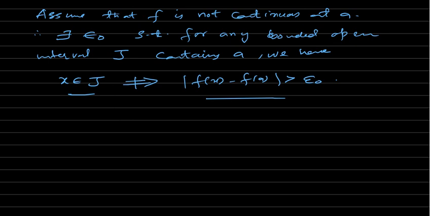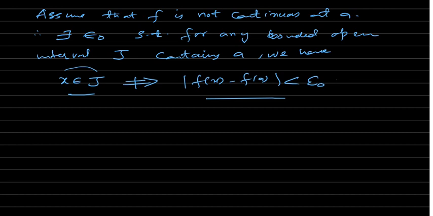So but A is in J. So it's not for each A of x. For each x containing A, we have x in J does not imply this. X is in J implies that this is not less than epsilon. Sorry, this is not less than epsilon naught actually. Okay. So we can find epsilon naught such that for any bounded open interval J containing A, we have x is in J.